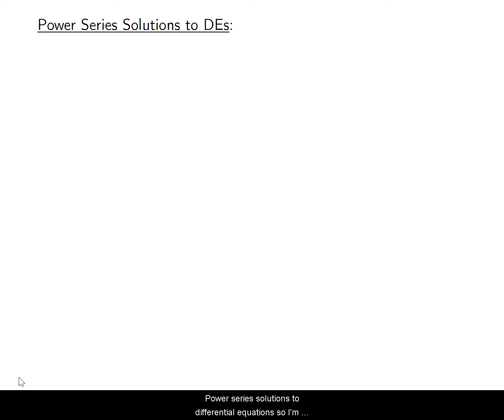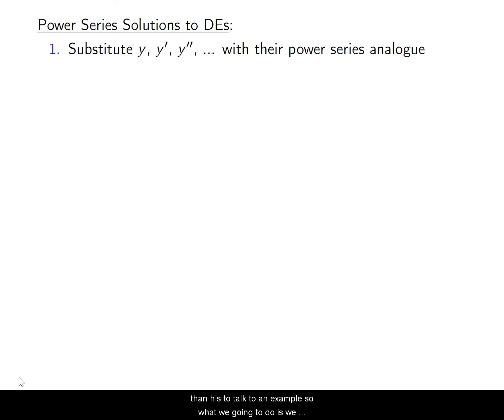So, power series solutions to differential equations. I'm going to run real quickly through the step-by-step process. It's very generalized. Really, it's much easier to show an example than it is to talk through an example. Okay, so what we're going to do is find the power series for y prime, y double prime, whatever highest derivative shows up in our DE, whatever the order is. I showed in the review video that these are actually really easy to find.